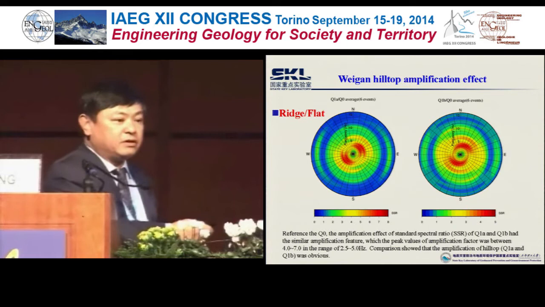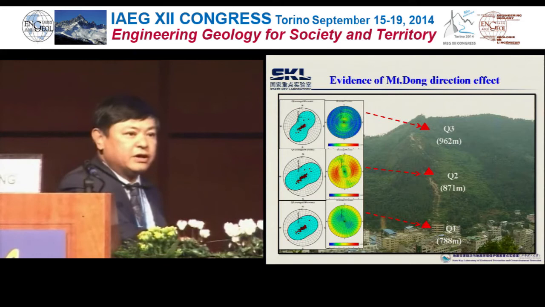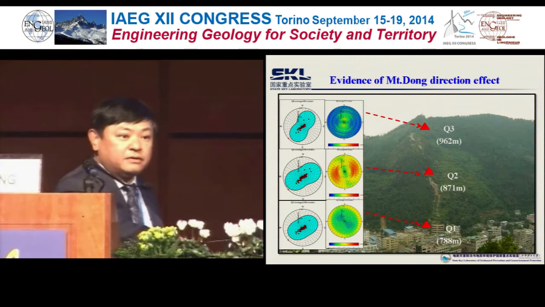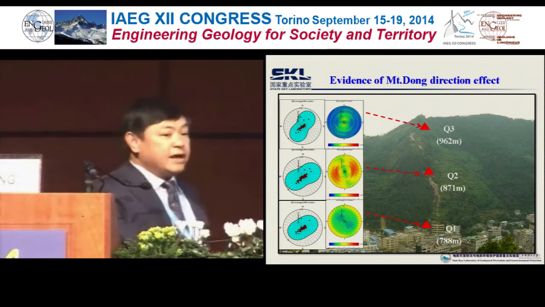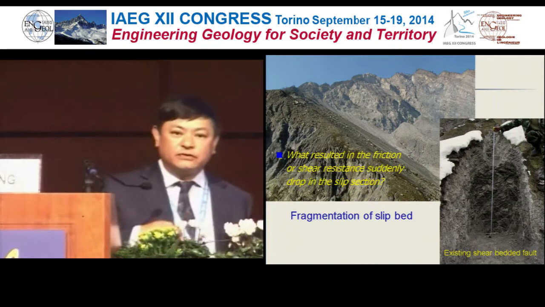So we think this is an important finding, because that explains why the fracture, the boundary of the landslide, always occurs along the ridge places. And we find a lot of such common things in this area. And secondly, why do the friction angle or shear resistance drop very suddenly in the slip zone?